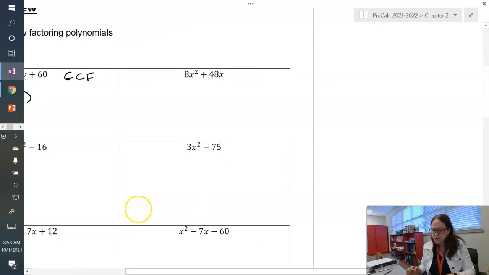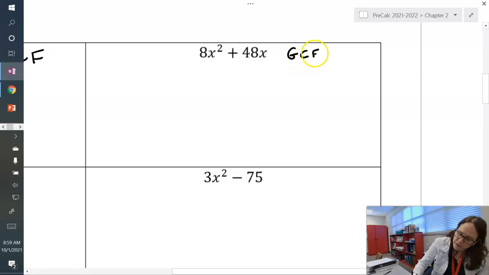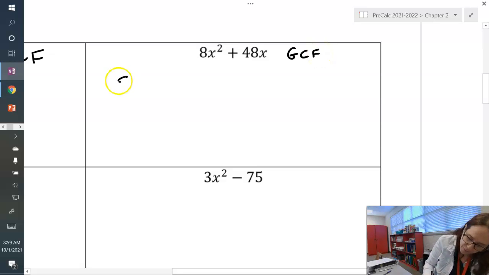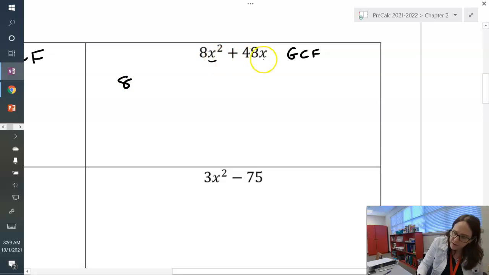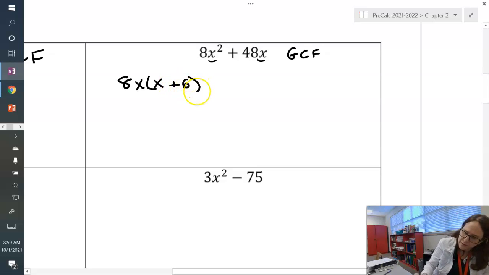Now take a look at our next one. This time we have 8x squared plus 48x. So think about your GCF. When I look at the numbers, I see 8 and 48, so I know I can pull out an 8. But check out the variables. I have an x squared and an x, so that means I can pull one x out of both of those. I'm left with 8x squared. Pull out an 8x, that leaves me with 1x. Now 48x, pull out an 8x, and you're going to get a positive 6. And that one's done.